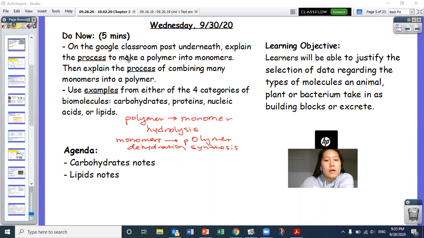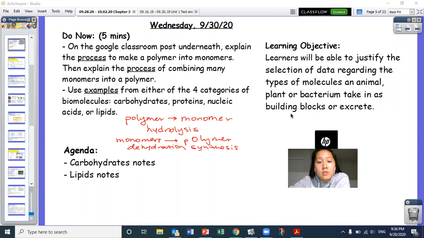On the Google Classroom post underneath this one, explain the process to make a polymer into monomers. Then explain the process of combining many monomers into a polymer. I want you to basically explain the processes we learned at the end of last notes in your own words. Make sure you name them and then break down what their name means. And then I want you to use examples from any of the four categories of biomolecules.